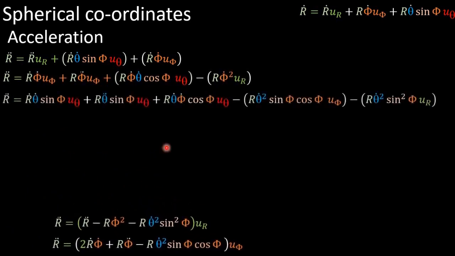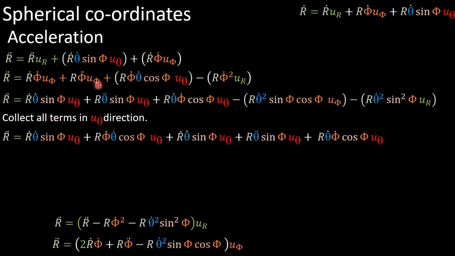So leave them to one side. And then I'm going to collect all my terms in the u sub theta direction. So that's basically everything left: this term, that term, this term, and that term there. So put them all down here. I can rewrite that like this because I've got 2 of this term here, r dot times theta dot times sine phi, so I'll put 2 for them.